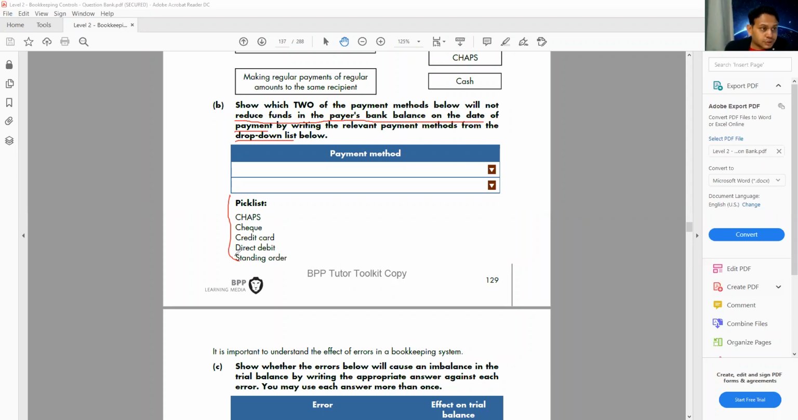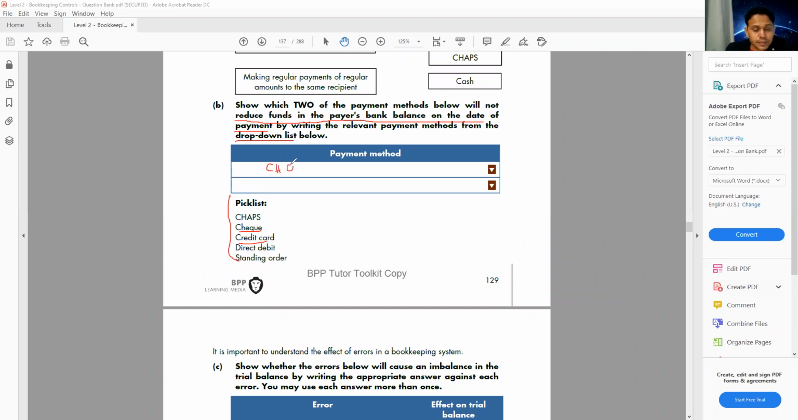Yes, that's true. This is our check and the credit card. Check and the credit card, not the CHAPS. Check and the credit card. Very well done.